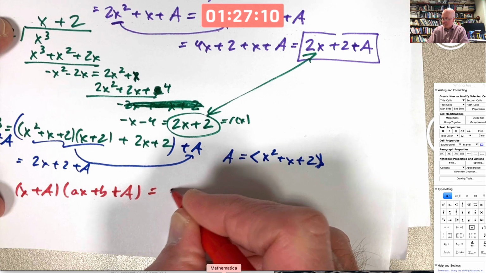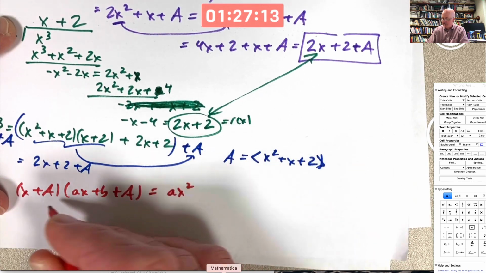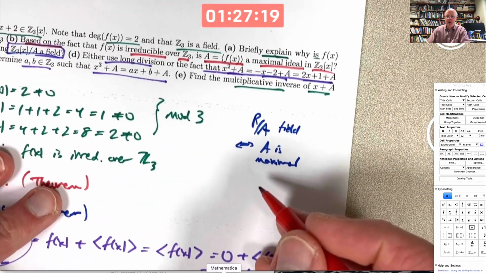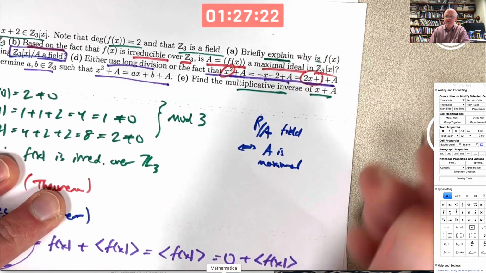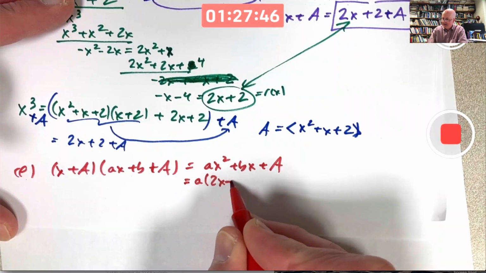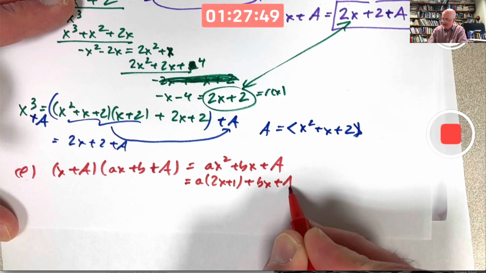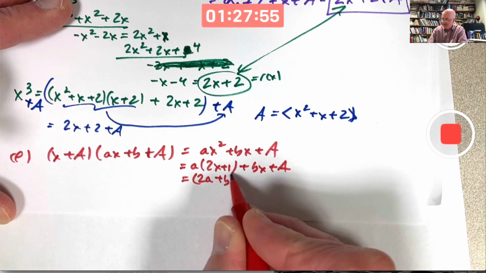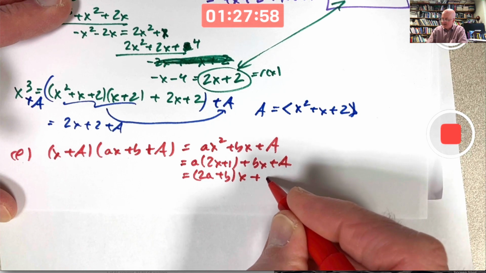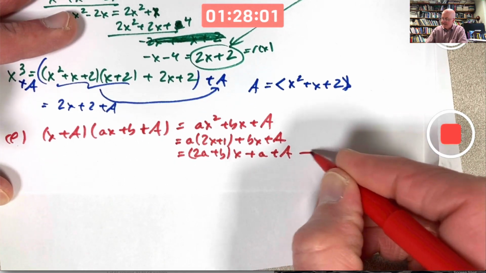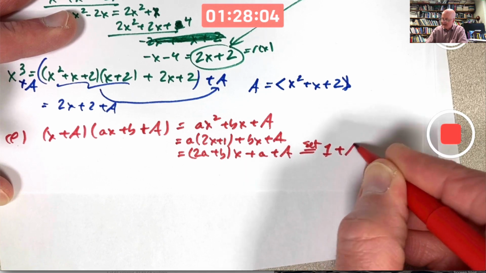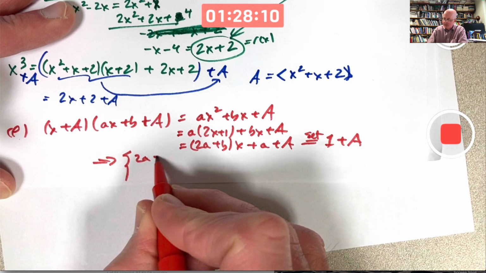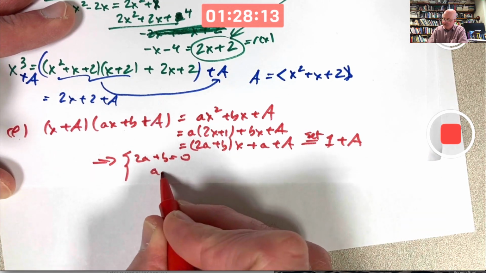Multiply this out by multiplying representatives. X times ax is ax squared. X times b is plus bx. Use the fact that x squared can be replaced by 2x plus 1. Simplify. The x term is 2a plus b times x, and the constant term is a plus little a. I want to set this equal to the unity, which is going to be 1 plus A. The only way that's going to happen is if the system of equations holds. The coefficient of x, 2a plus b, must be 0, and the constant term a must be 1.